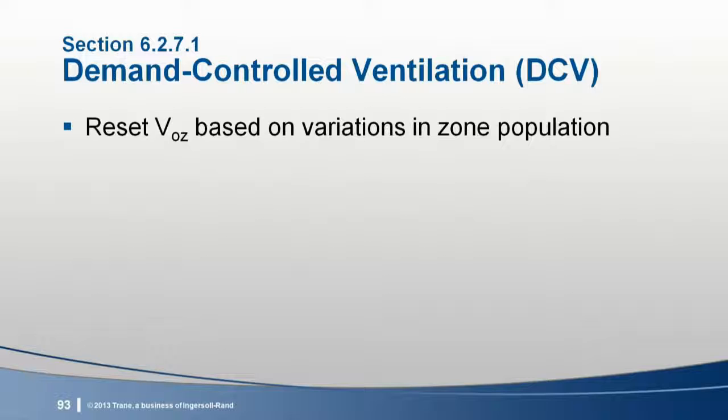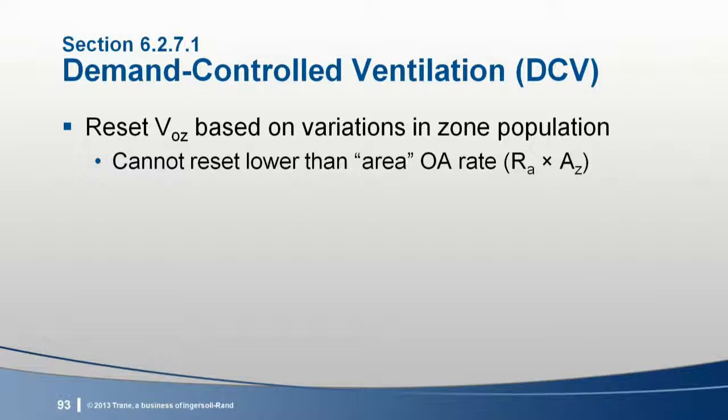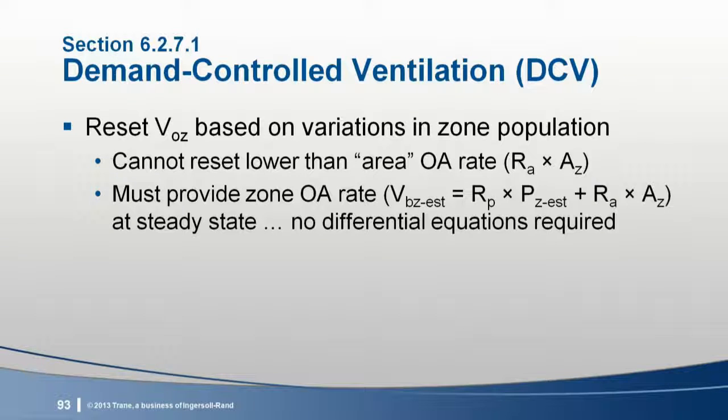When used, the zone-level demand control option must meet some simple requirements. First, the controls can't reduce zone outdoor airflow to a value that's lower than the area outdoor air rate for the zone, regardless of the estimated population. Second, the controls must provide the minimum outdoor airflow calculated for the estimated zone population at steady state. This allows designers to ignore the dynamics associated with population variations and damper modulation.